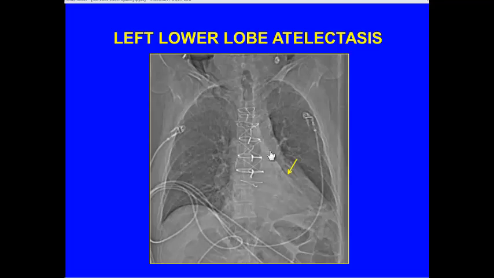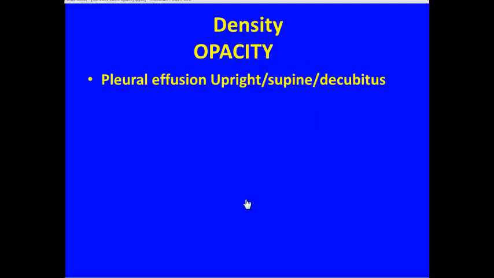And one more here just for good measure, this triangular shaped area that's medial to the left heart border really shouldn't be there. And that's an atelectatic left lower lobe right there. That lobe is not getting any air and is completely collapsed. So that covers our atelectasis portions of it.